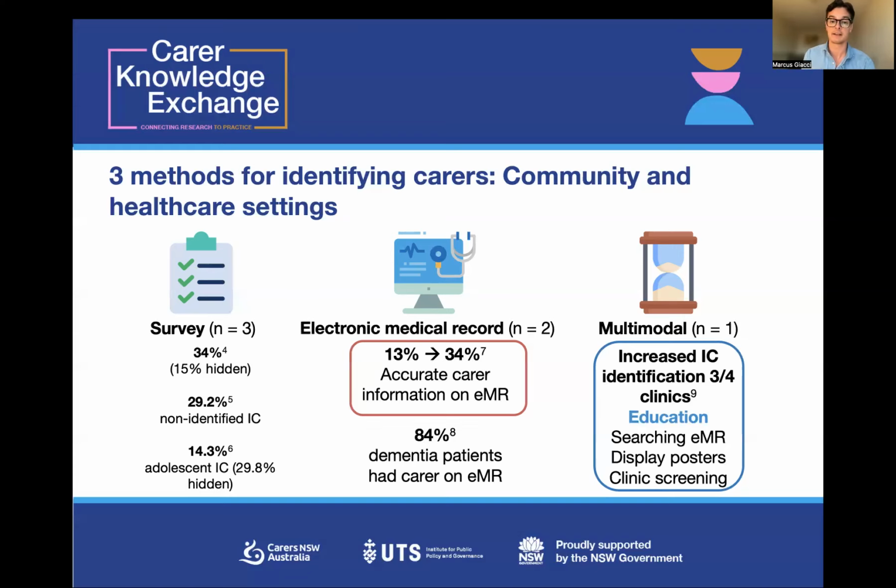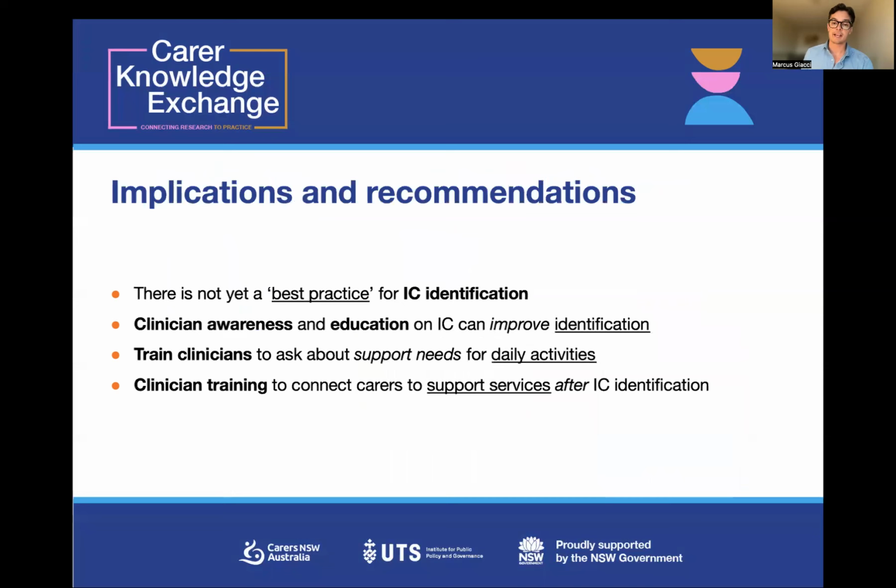So the immediate implication from this review is the importance of clinician education and awareness in informal carer identification. There is not yet a best practice for identification, but this evidence seems to suggest that education and awareness does show improvements in identification. So this may have implications for clinician training to have more emphasis in asking patients about the assistance that they require for activities of daily living.